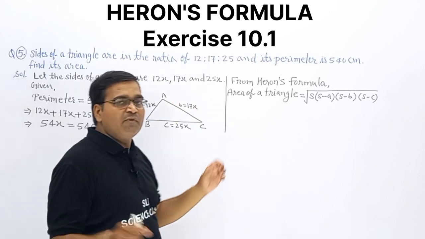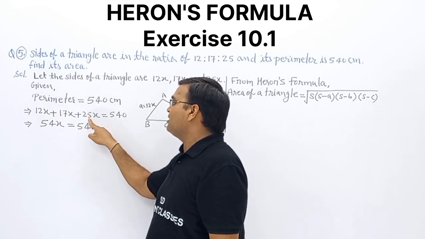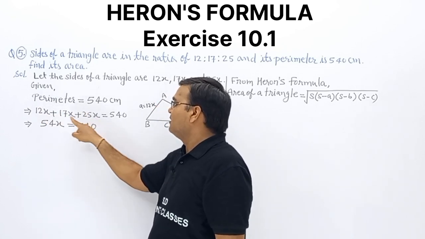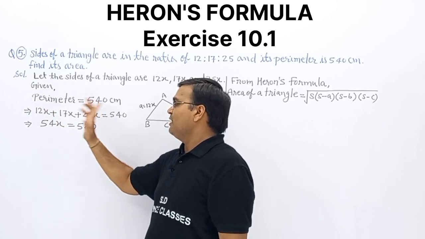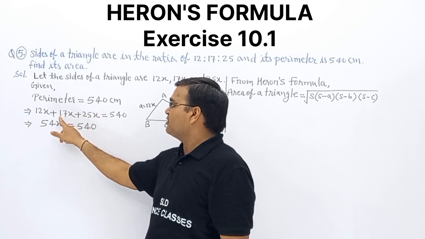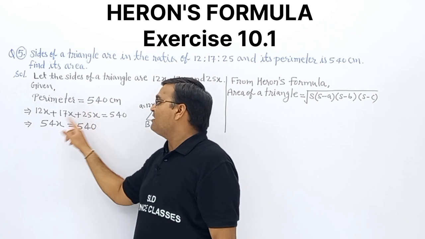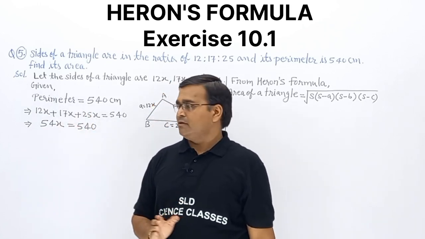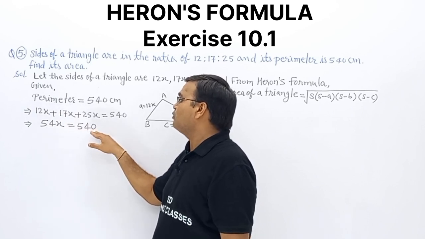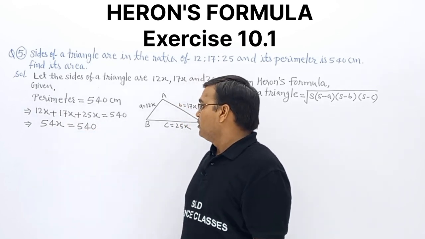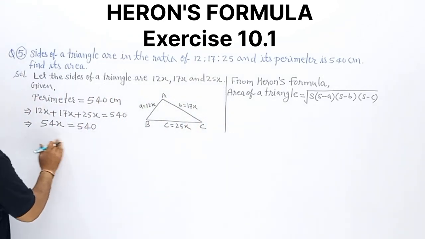Now in the perimeter we will add all the sides. So we add 12x plus 17x plus 25x. 7 plus 5 is 12, 12 plus 2 is 14, 4 and 1 is remaining, 2 plus 1 is 3, 3 plus 1 is 4, 4 plus 1 is 5, so 54x. So the sum of the sides is 54x, and it equals the perimeter, 540. Solve this and we get the value of x.